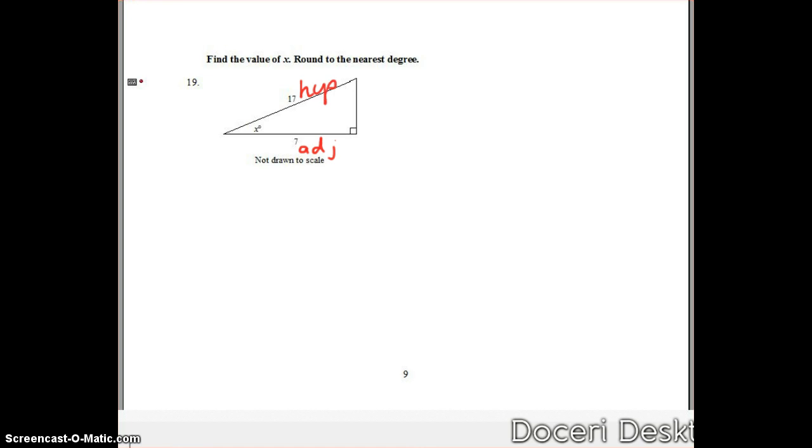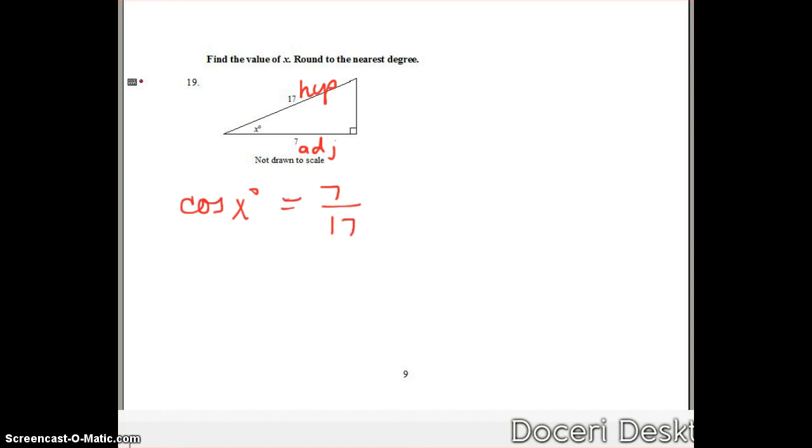Right, number 19 says find the value of x, round to the nearest degree. We have an angle and we have two sides. We're going to use one of our trig functions. We have an adjacent side and we have the hypotenuse, and cosine uses adjacent over hypotenuse. Cosine of x degrees equals 7/17.